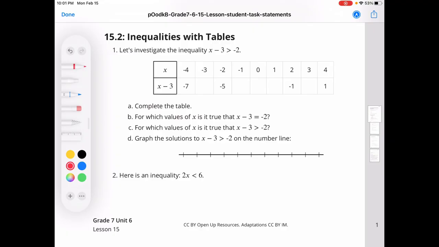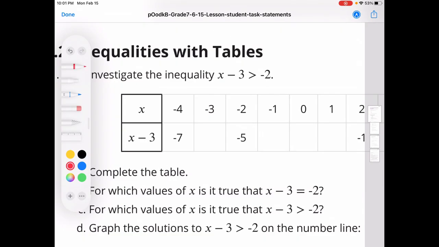So if x is negative 4, and I know that I need to do x minus 3, so then I would have negative 4 minus 3, which would give me negative 7. So if x is negative 3, and I'm subtracting 3, which would be moving left on the number line, then my answer would be negative 6.